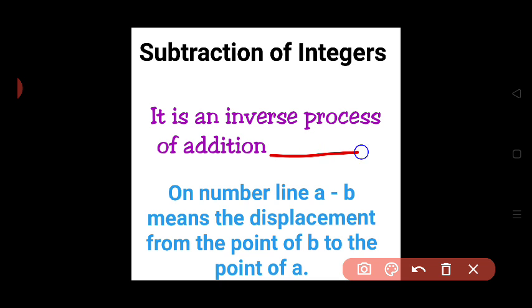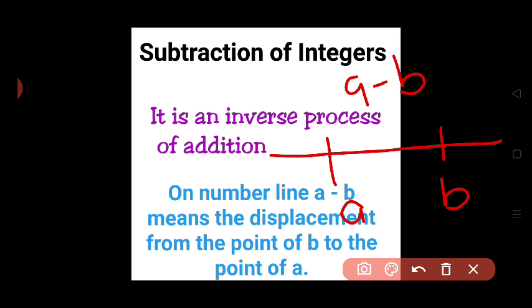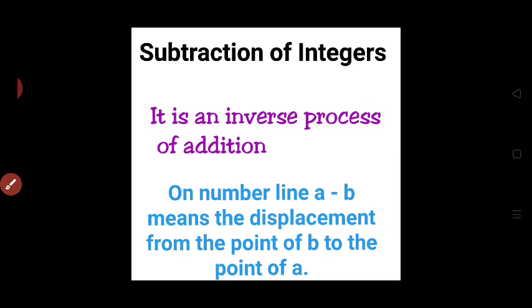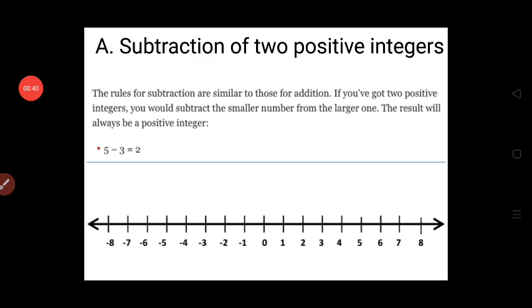Suppose we have a number line and the question is given as A minus B, and B is here and suppose A is here. That means we have to move from B to A. Suppose B is given here and A is here. In that case we will move in this way. Okay, we need to understand a few things.